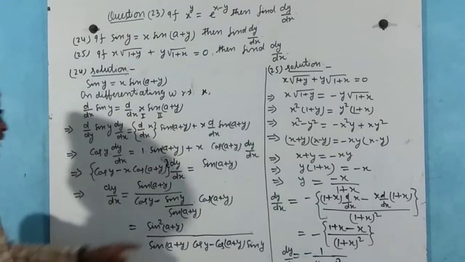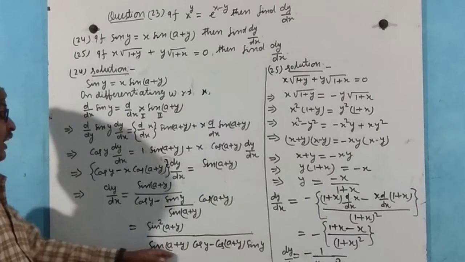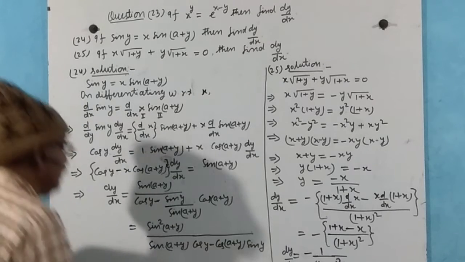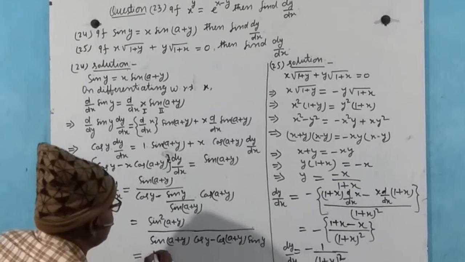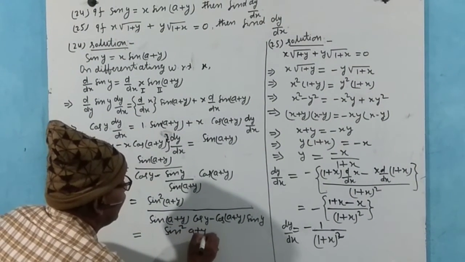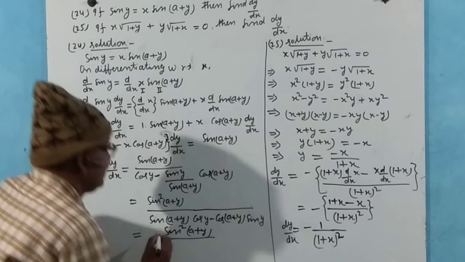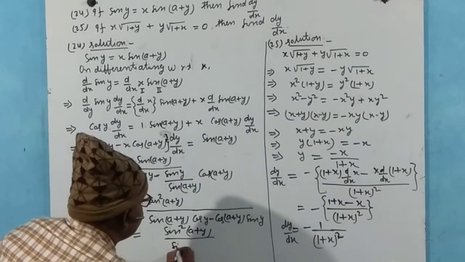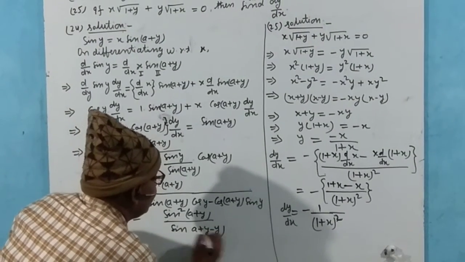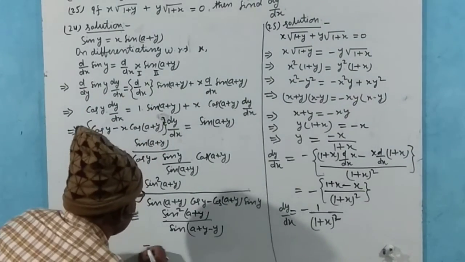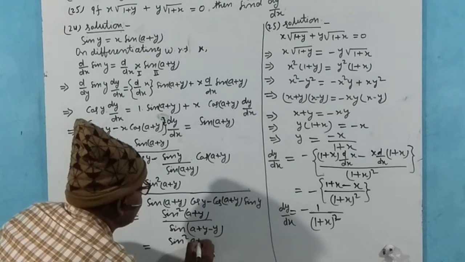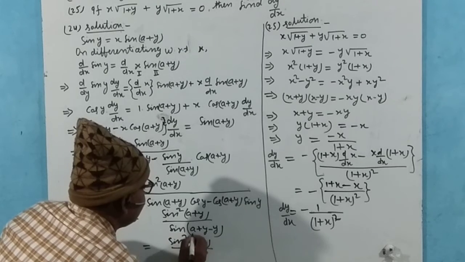Now here apply sin a cos b minus cos a sin b equals sin(a−b), so that this is equal to sin²(a+y) divided by sin((a+y)−y). The y and y cancel, so that this is equal to sin²(a+y) divided by sin a.